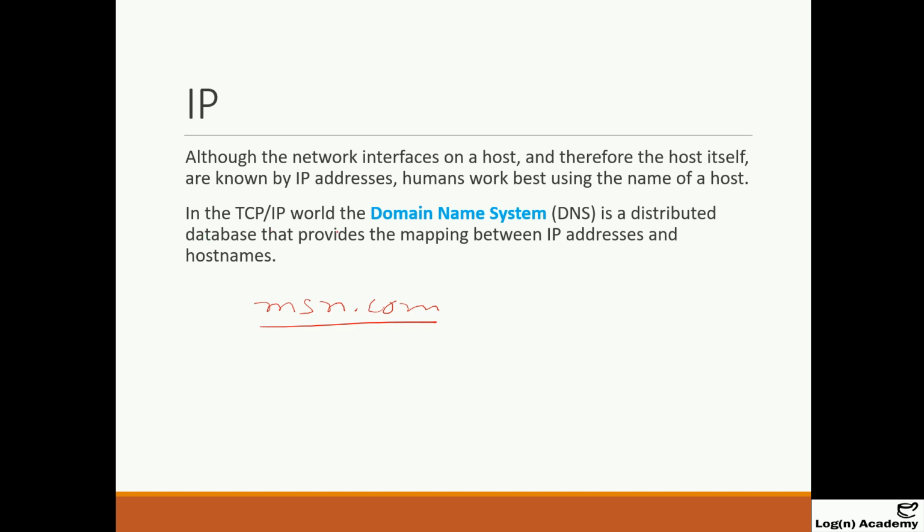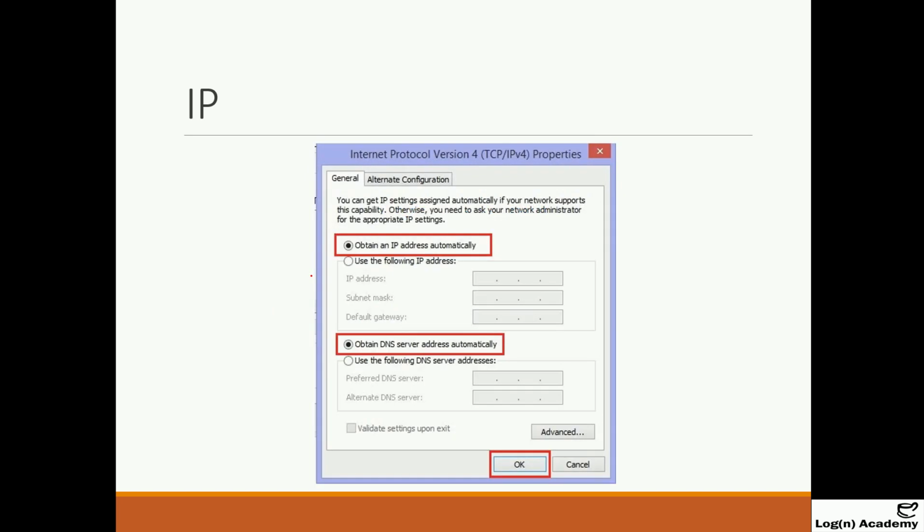In the TCP/IP world, the domain name system is a distributed database that provides the name mapping between IP addresses and host names. You must have seen something like this in your internet settings: there is an option called obtain an IP address automatically, and we also have obtain DNS automatically.